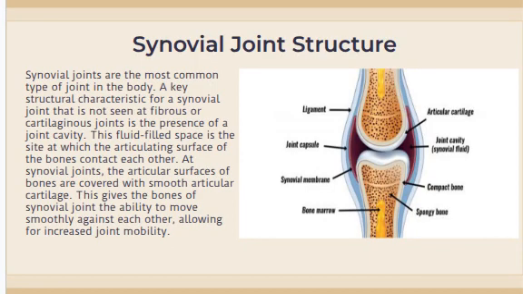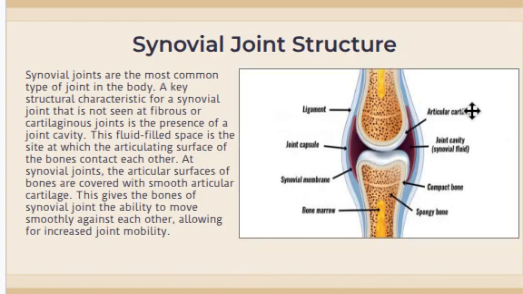So, to learn a little bit more about each of these parts, the articular cartilage is a smooth white tissue covering the ends of the bones that form the joint and reduces friction and absorbs shock.